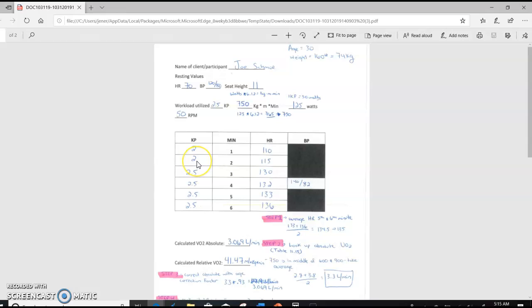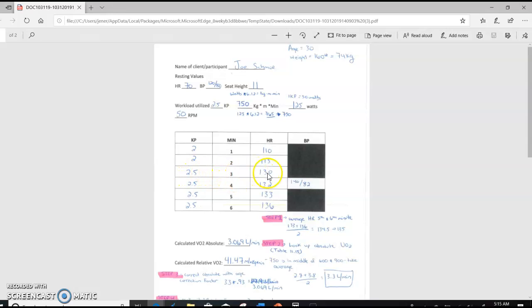We kept it at 2 because we weren't sure how he was going to adjust. At the end of 2 minutes, his heart rate was 115. That is lower than 120. You want it above 120 by this time, or you want it above 125 by the end of the test. So we upped it to 2.5.